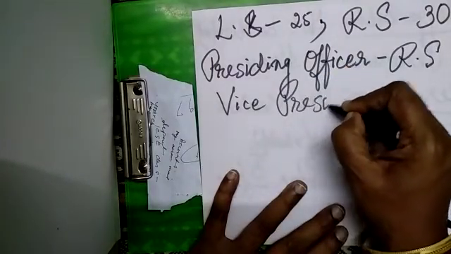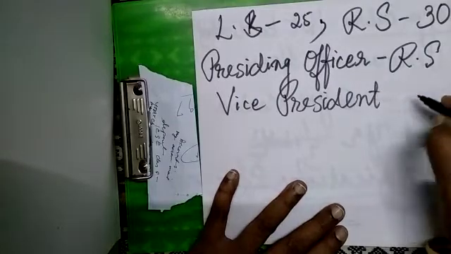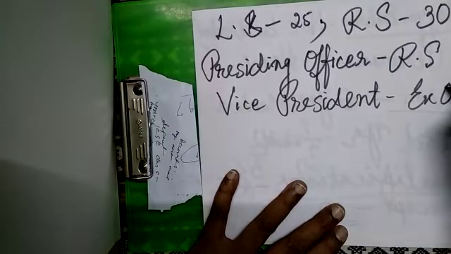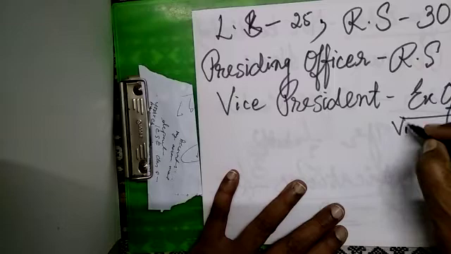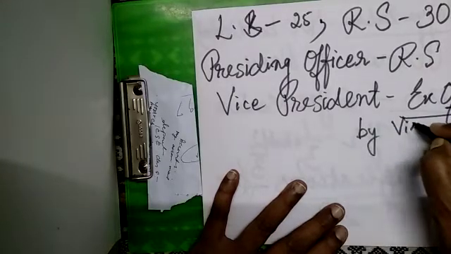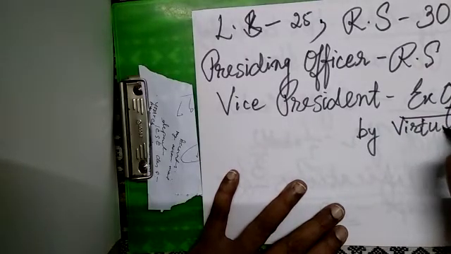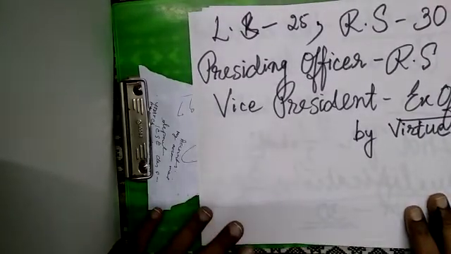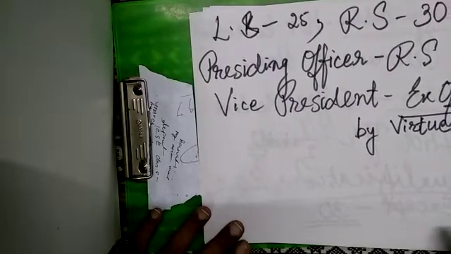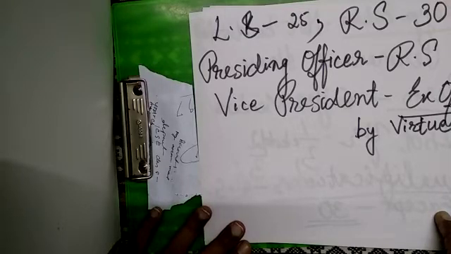The vice president is the ex officio chairman of the Rajya Sabha. What is ex officio? The term ex officio means by virtue. By virtue of being the vice president, he or she also becomes the chairman of the Rajya Sabha. No further election is required, as is done for the speaker in the Lok Sabha. The vice president himself becomes the chairman of the Rajya Sabha.